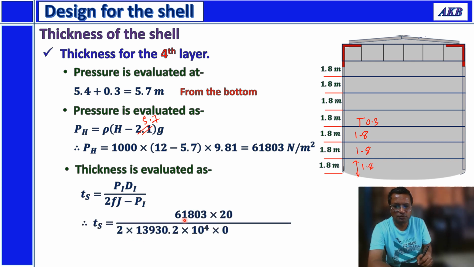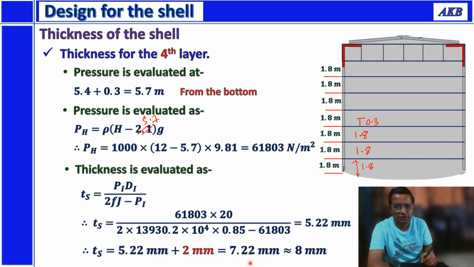Pi is 61803, and all other values you can put, and you will get the thickness as 5.22 mm. After adding the corrosion allowance, thickness will be 7.22 mm, and you can recommend it to be 8 mm. That means thickness for the fourth layer comes out to be 8 mm.